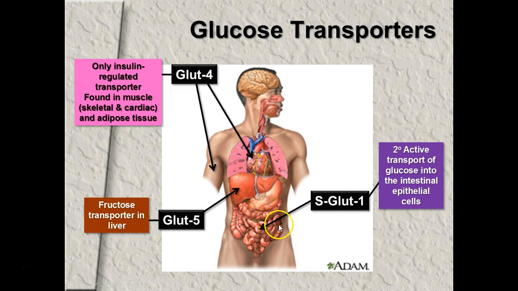And I'm pointing out again the SGLT1, which we already learned about, which is that secondary active transporter that helps to bring in the glucose that we've ingested into the intestinal tract, or I should say into the intestinal epithelial cells, so that it can then be spread throughout the body where it's needed.